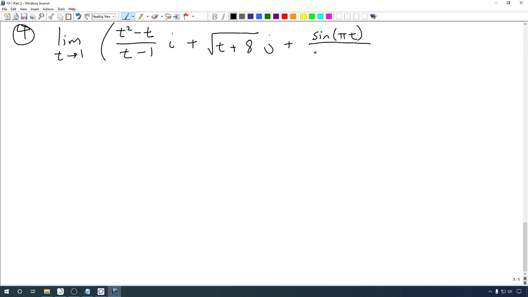over ln of t. And we're taking the limit as t goes to 1. Now we don't really have to do all this all at once. You could go ahead and write all this out and do all pieces at the same time, one after the other, but let's just go ahead and find the limits separately.